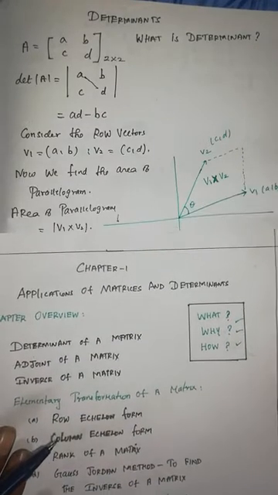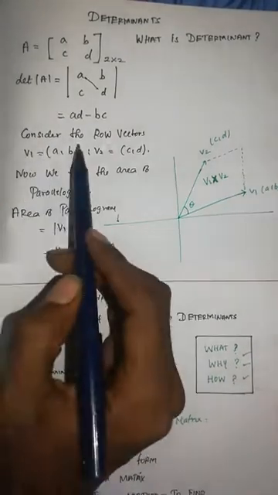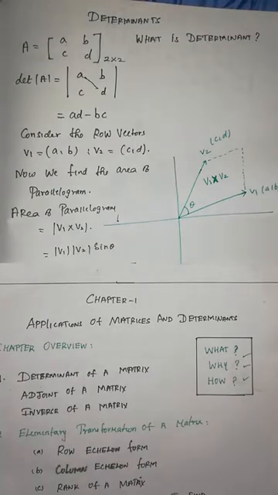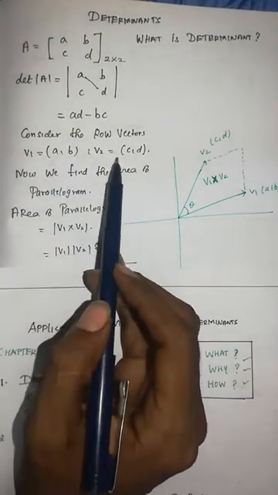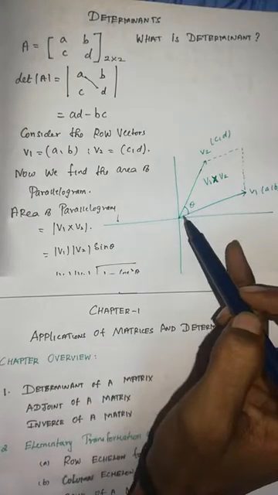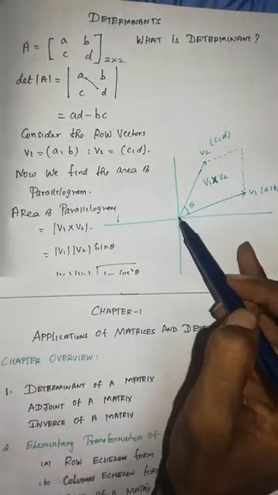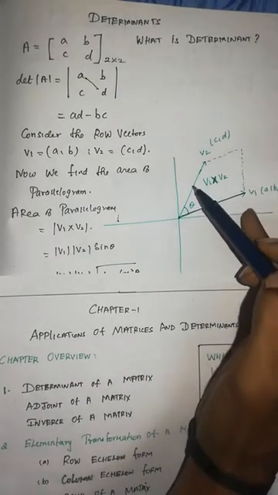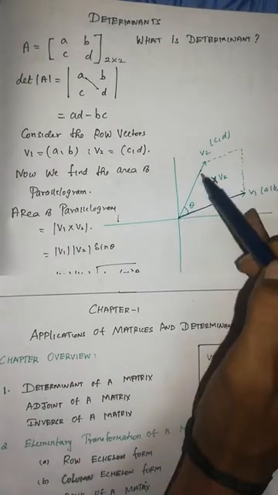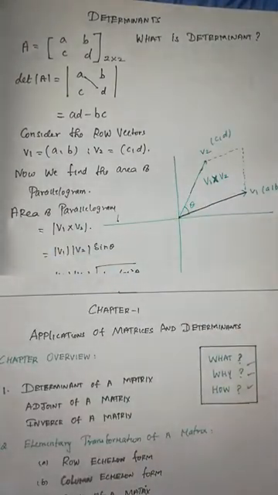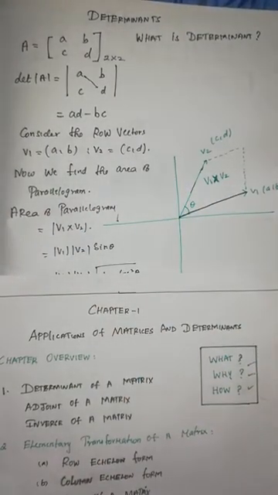So you see that, consider the row vectors A comma B and C comma D. Now this is one vector and this is another vector. So I am plotting here. I am plotting the vector 1, which is V1, A comma B, and I am plotting the other vector which is V2, C comma D. So now what I have done is I have plotted both vectors.